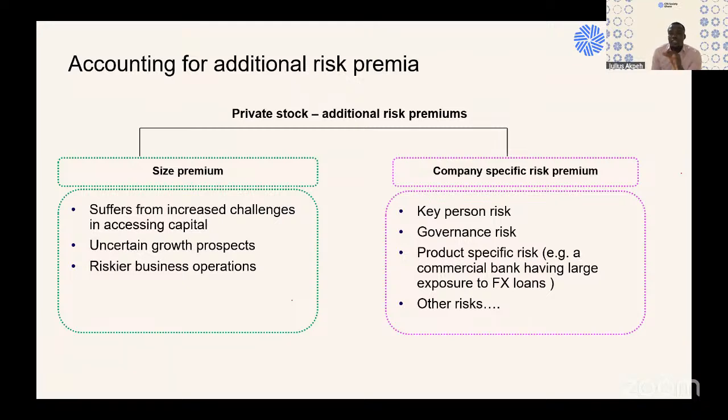Governance issues, product specific issues, like think about a commercial bank having a large exposure to FS loans. So things like that means we need to add additional premium to the cost of equity. So at the level of the bank, the key things we look at in the company specific risk premium.